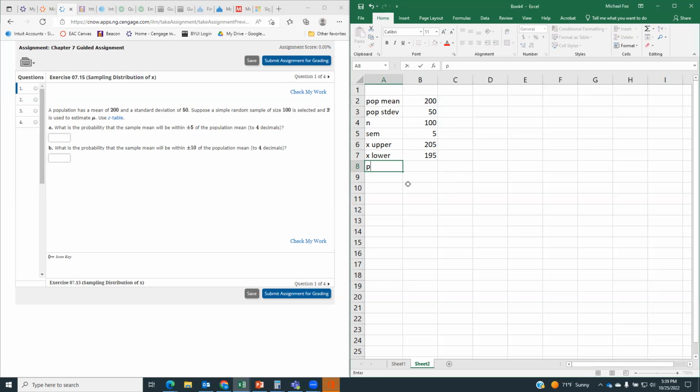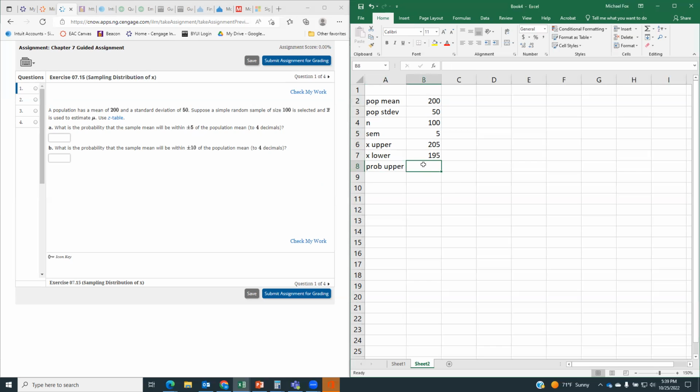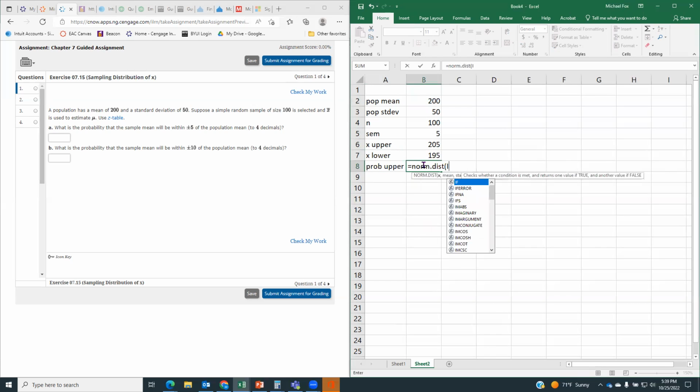So now I can find the probability of the upper, right? So we learned how to do this last chapter. I'm just going to type equals NORM.DIST, where for x, I'm going to use the x value of the upper. For mean, I'm just going to use my population mean. And instead of standard deviation, I'm going to use my standard error of the mean.